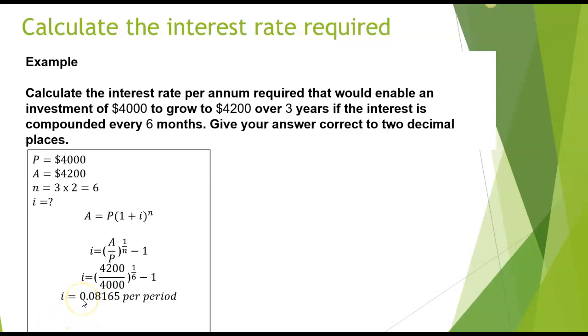So when you work that out, it's 0.08165 per period, but there are 2 periods a year. So we need to multiply it by 2, and then we multiply it by 100 to turn it into a percentage. So that will be 1.63%. So they will need an interest rate of 1.63% to calculate that.